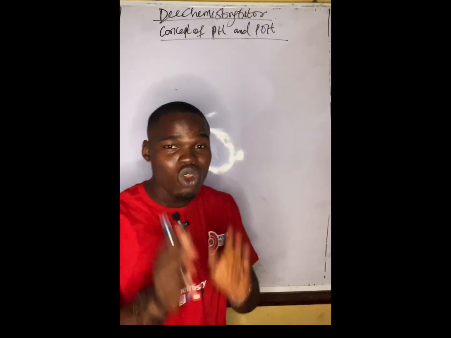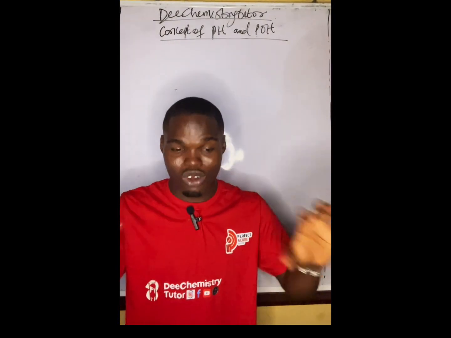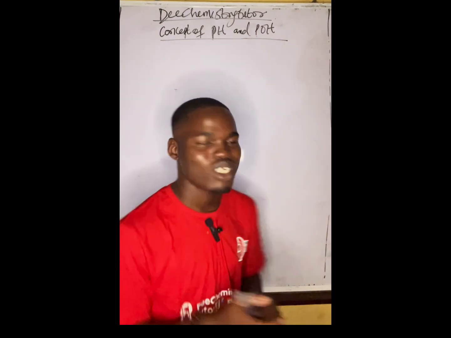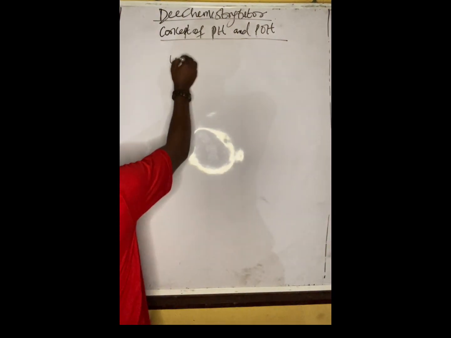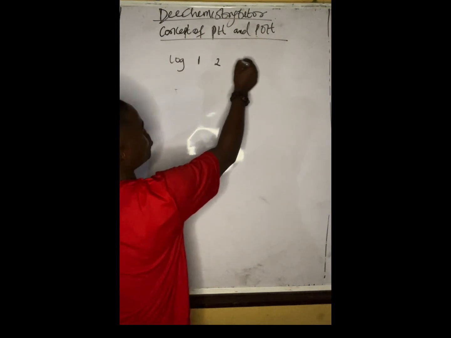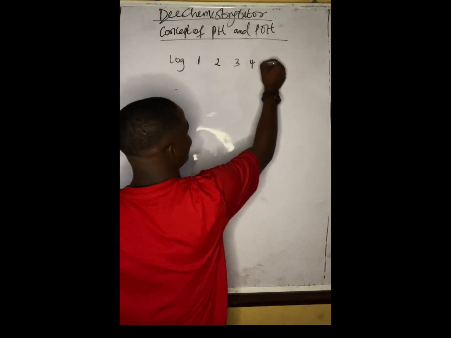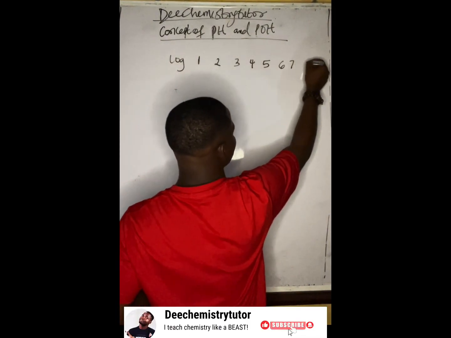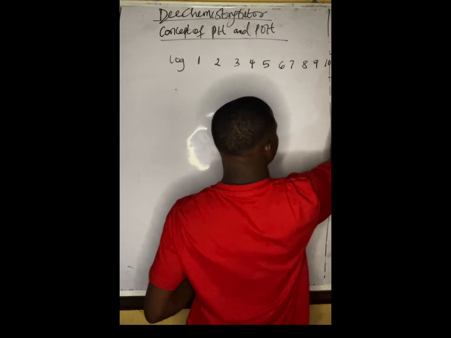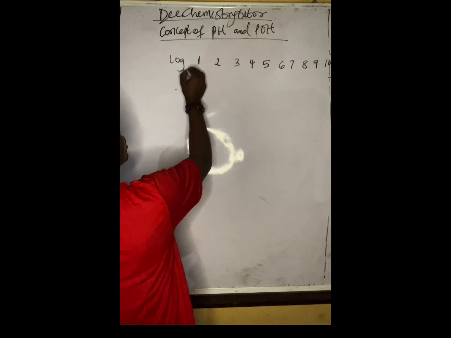Let me show you the trick to know the logarithm table, that is the log of numbers between 1 to 10, without having to use a calculator. Now, log, starting from 1, 2, 3, 4, 5, 6, 7, 8, 9, and 10. Okay, don't forget, log is base 10.